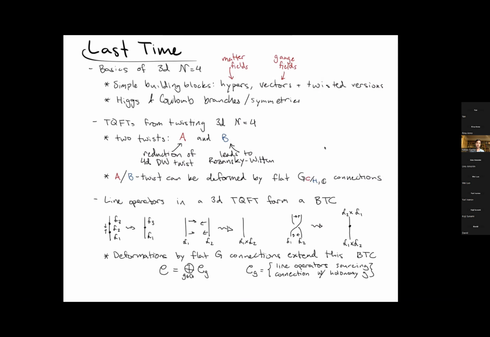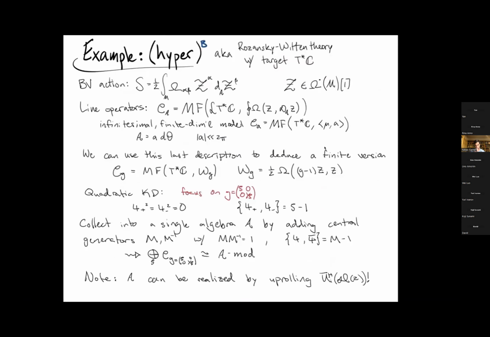And we were digging into the example of a free hypermultiplet last time, and that's where I wanted to start today. I've written some of the same details I wrote on the slide from the last lecture. This is Rozansky-Witten theory with target T*C, realized as the topological B twist of a free hypermultiplet. So there are no gauge fields, we just have matter fields.